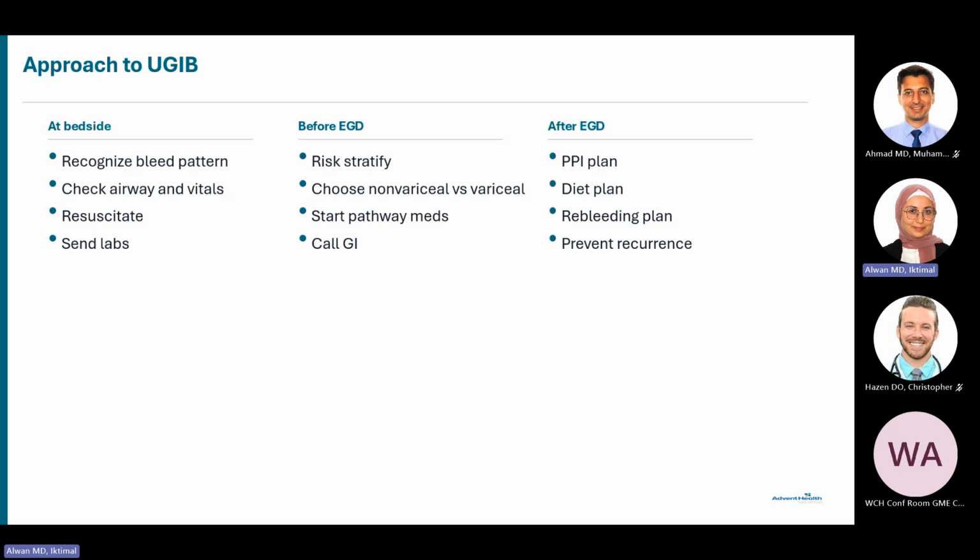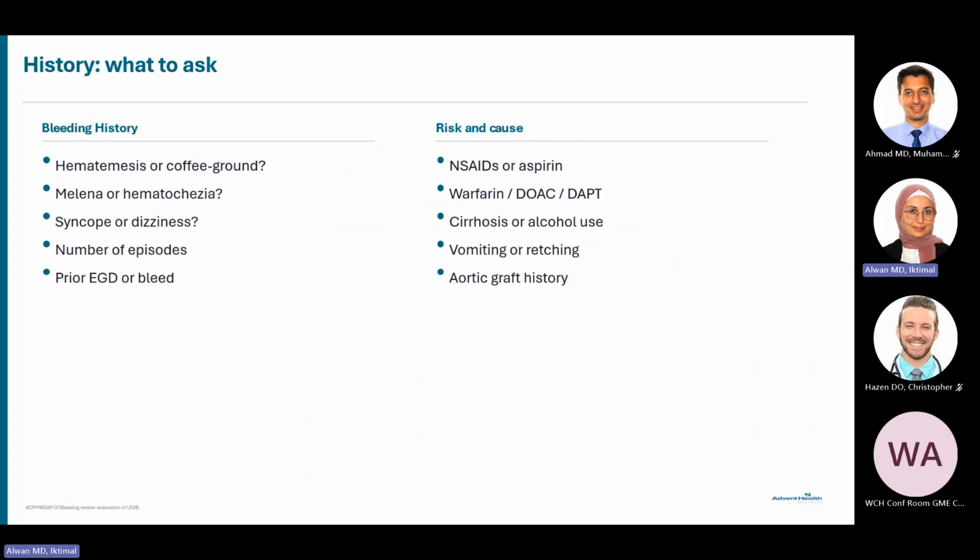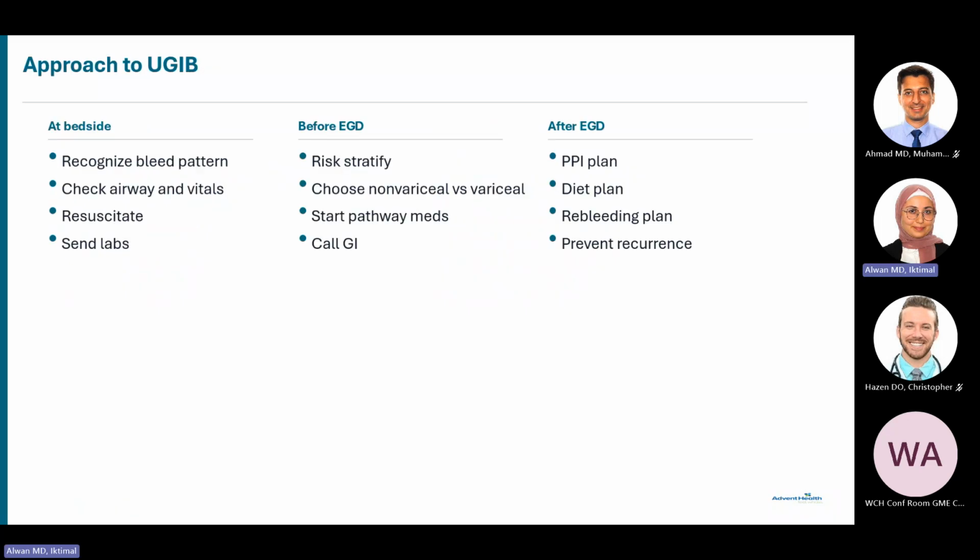After EGD, we need to discuss what is the PPI plan long-term, what is the diet plan after endoscopy, if the patient has rebleeding, what we're going to do, and how are we going to prevent recurrence, especially in variceal bleeding. History taking, what we're going to ask for history taking.